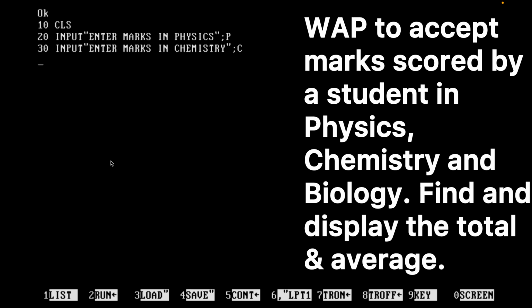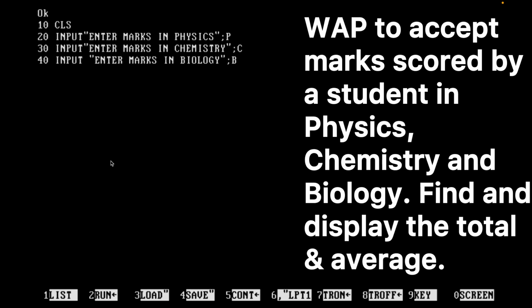The next line number 40, input, open inverted comma, enter marks in biology, close inverted comma, semicolon, and we will assign B as variable.